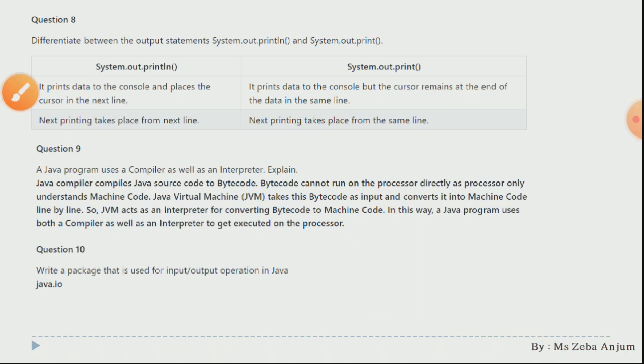The last question, number 10: write a package that is used for input output operations in Java. Basically that is java.io. Okay, so this is all about the exercise portion of your unit number 5A. I assume that you have already understood this 5A portion, so you have a complete month, please read the chapter. It has very simple 3 or 4 pages, so you can give it half an hour at most and you are done with the chapter.